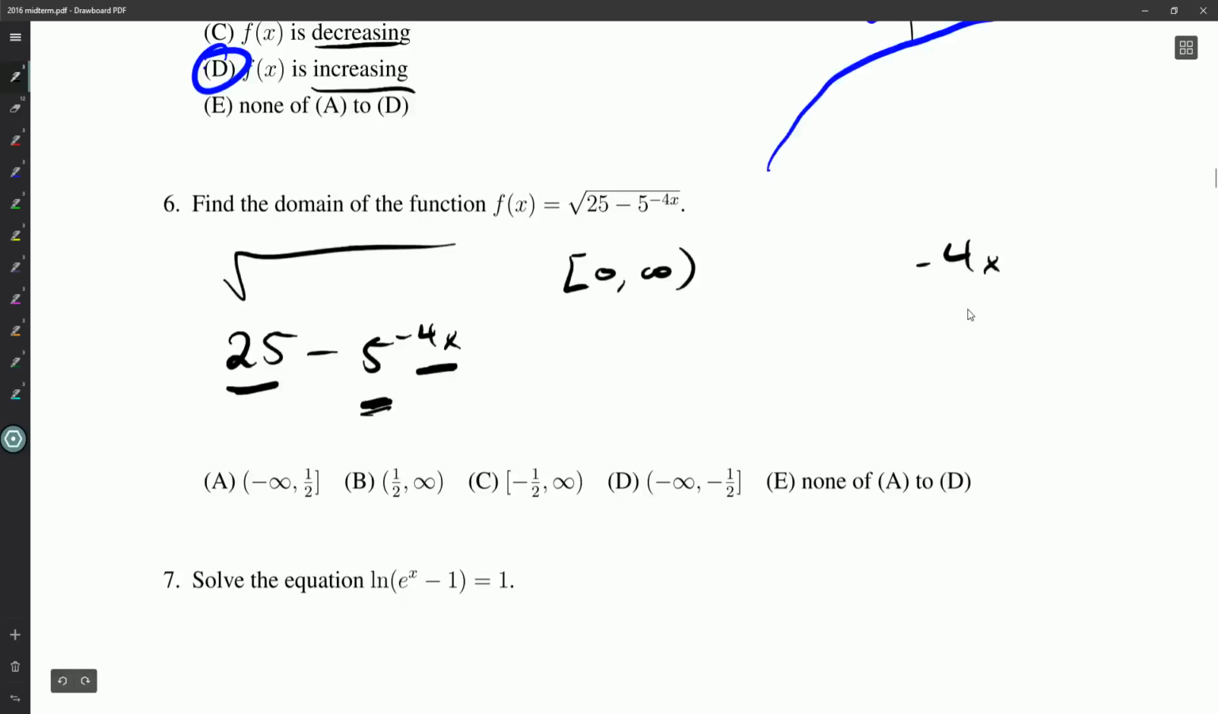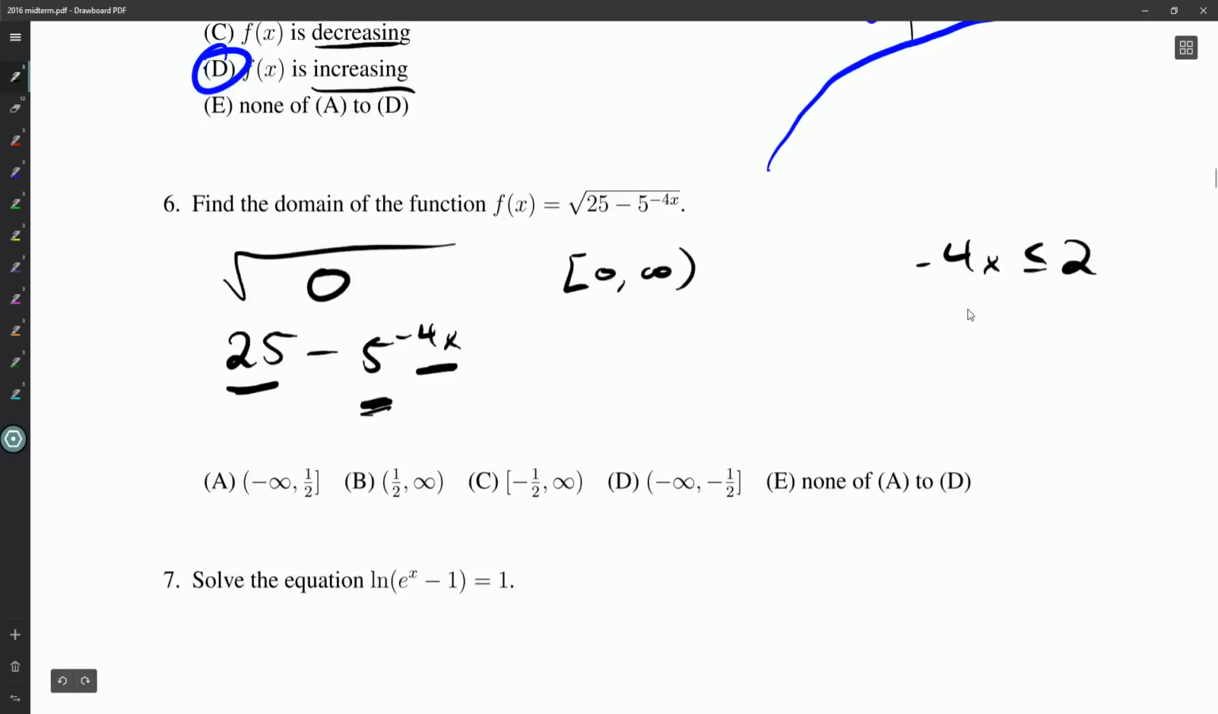So minus 4x needs to be less than or equal to 2. Because if it were equal to 2, we'd have 25 minus 5 to the 2. That'd be 25 minus 25. That would be 0. That's allowed. But anything even slightly more than 2, and you'd have 25 minus something that's more than 25, you have a negative number. Other than that, is there sort of a lower bound as to what the minus 4x can be?